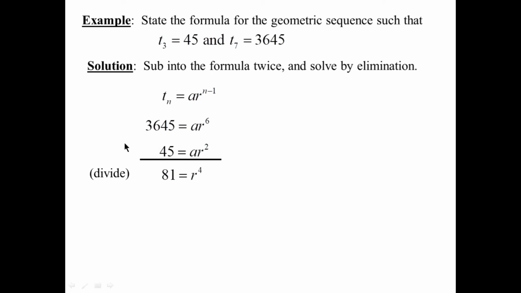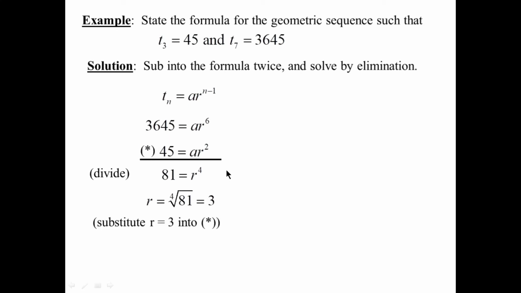And we'll need the 4th root of 81. We'll take the 4th root of both sides here. So the 4th root of r to the 4th is just r. And this is the 4th root of 81. And that would be the number 3, because 3 times 3 times 3 times 3 is 81.